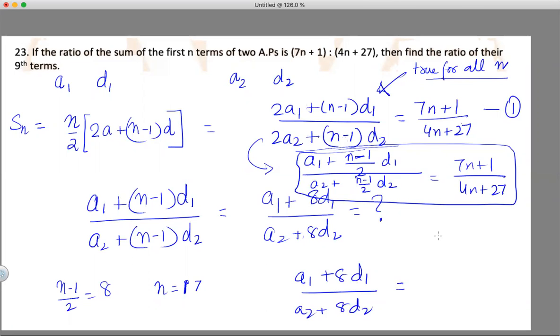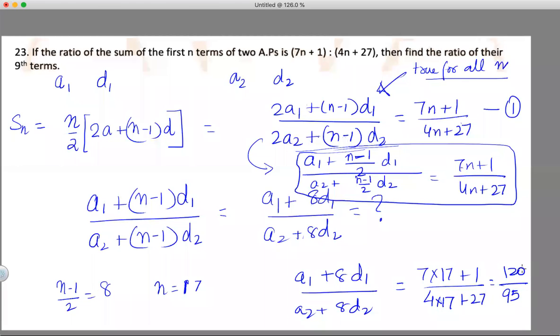This is what we have to calculate. And here we put n as 17. So 7 into 17 plus 1 by 4 into 17 plus 27. So 49 plus 70, 120, and on the other side 60 plus 95, 95. So 120 by 95.